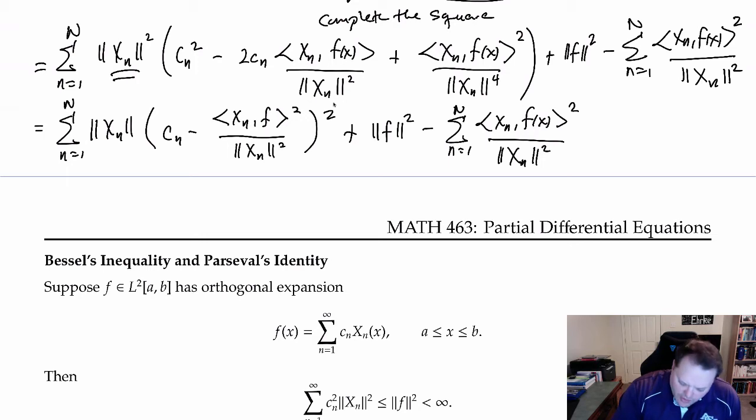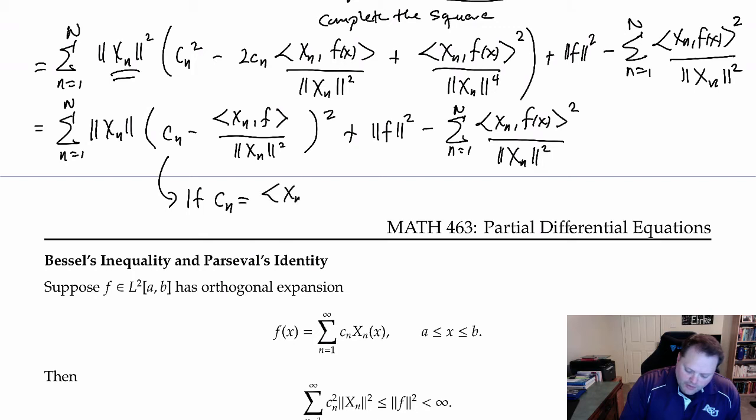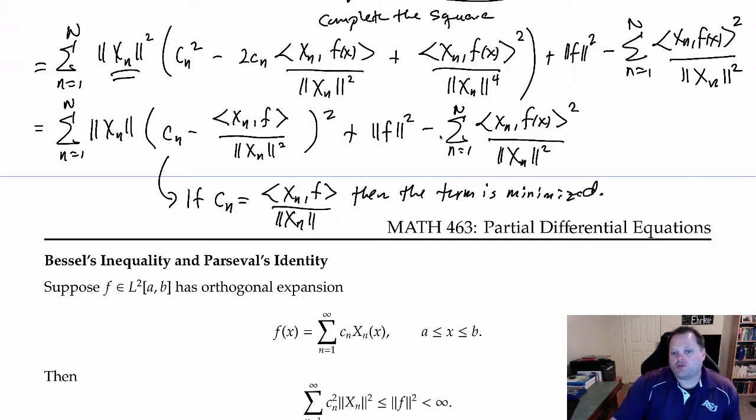And sorry, there shouldn't be a square there because you're going to square it here. So it's this. So if Cn is equal to this, then the term is minimized. We know that because all of these are positive terms. There's no Cn here. It doesn't affect it. That's a positive term. To get the error as small as possible, I want all of this term to go away. Cn can affect it, so to get this term to go away, Cn has to equal this. So if Cn is equal to this, then the term is minimized.